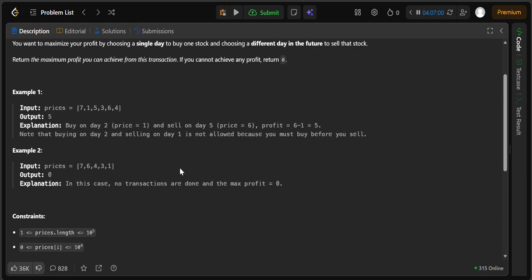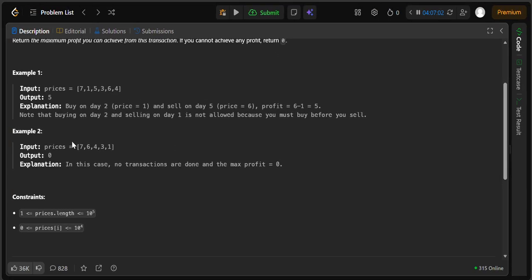If I see the second example, the prices array is 7 6 4 3 1. You can see there is no best time to purchase that item, because whichever day we buy on, there is no good day to sell it. We would only have a loss after selling it, so our output will be zero. Let's see its brute force solution and then its optimal solution.